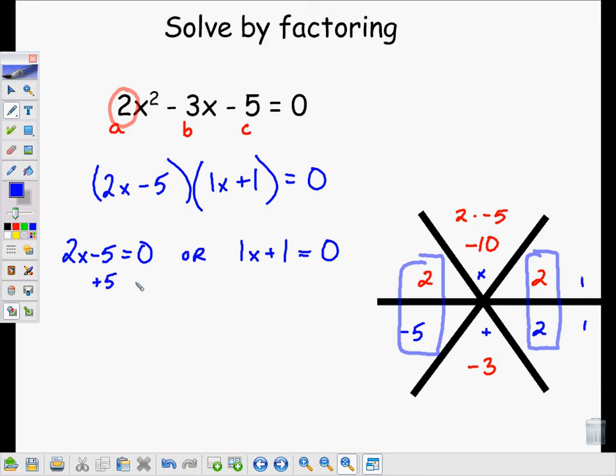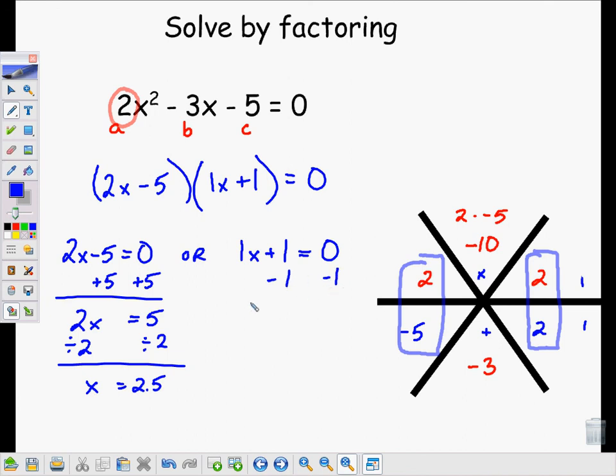So I'm going to add 5 here. Plus 5, I get 2x equals 5. Divide by 2, and I get x equals 2.5. Here I go, my minus 1. I get, well, 1x is really just x, so x equals negative 1. So my solutions are x equals 2.5 or negative 1.